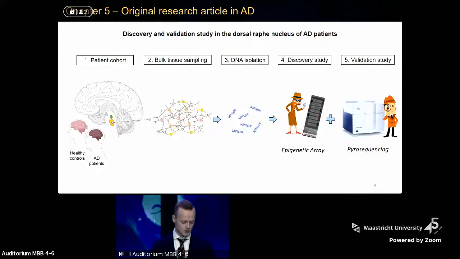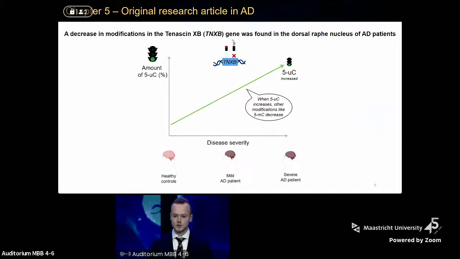So in this slide, you can see the results of one of the genes that shows the highest degree of dysregulation in the dorsal raphe nucleus of Alzheimer's disease. What the graph shows you on the x-axis is the disease severity, or in other words, on the left side of the graph, you have the healthy controls, and the more we move to the right, the sicker the patient and the more severe the disease becomes. On the y-axis, we then have the amount of green traffic lights, expressed as a percentage.